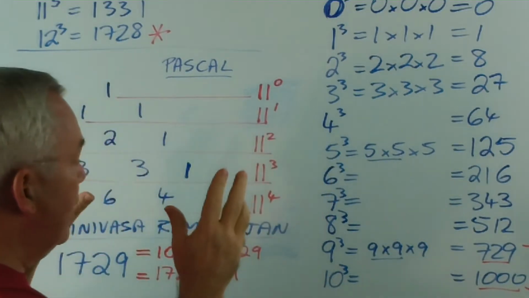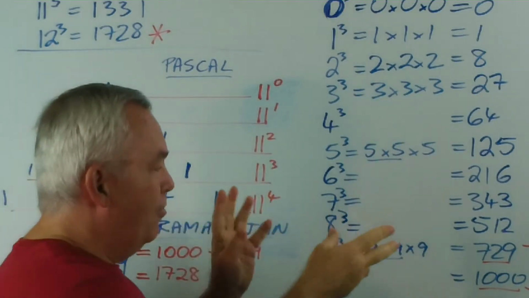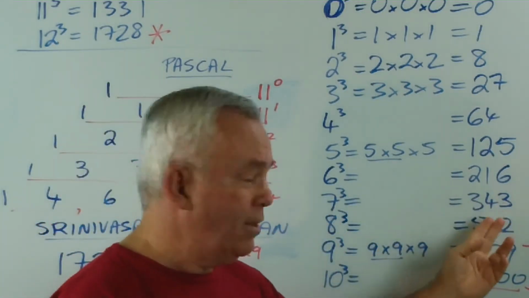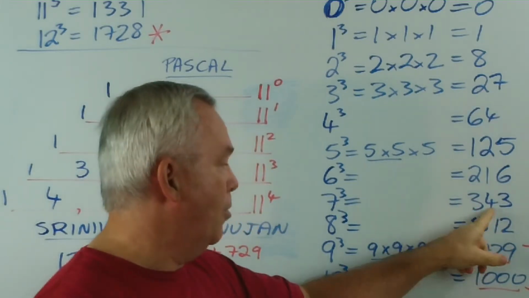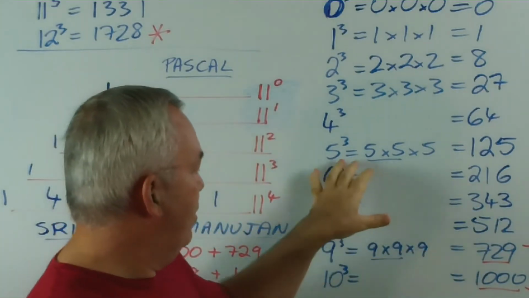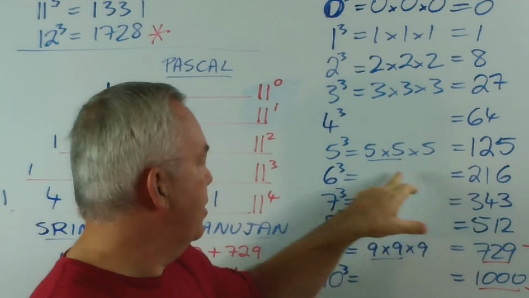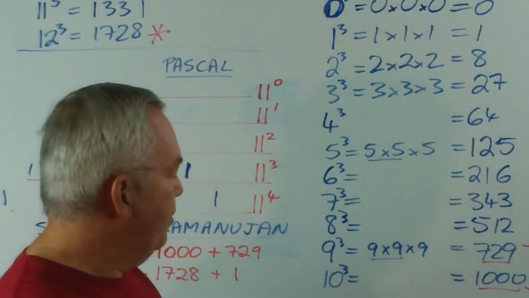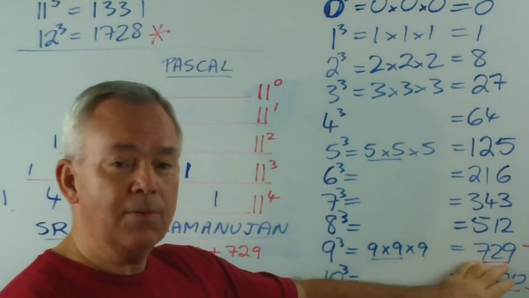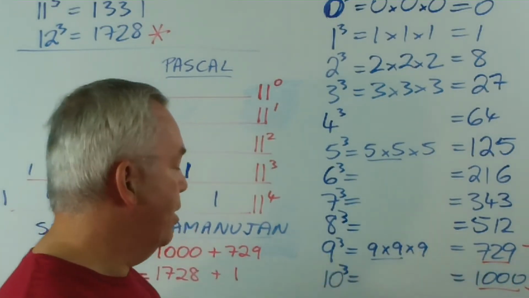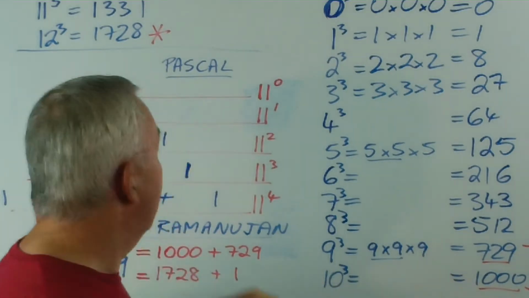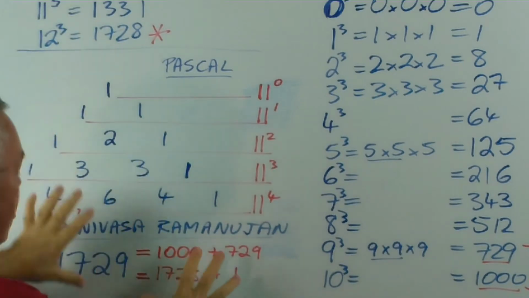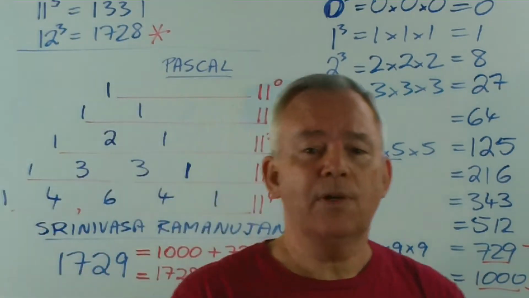Now, I've pointed out some of the features as I've gone along, like the fact that 7 cubed reads the same back to front, and 3 and 4 makes 7, and 4 is in the middle. That 5 cubed ends in 25, and 6 cubed ends in a 6, and these numbers can be swapped. How simple it is to remember. 729 is 9 cubed, 10 cubed is 1000. I've shown you 11 cubed with Pascal's triangle, and how 12 cubed reminds me of Srinivasa Ramanujan.